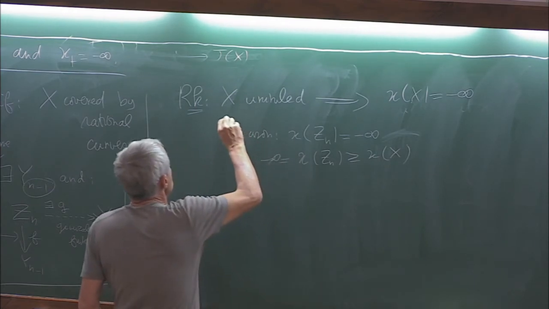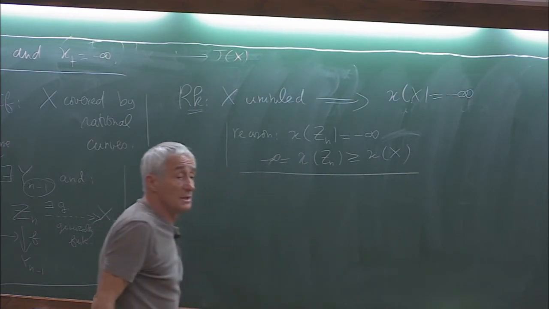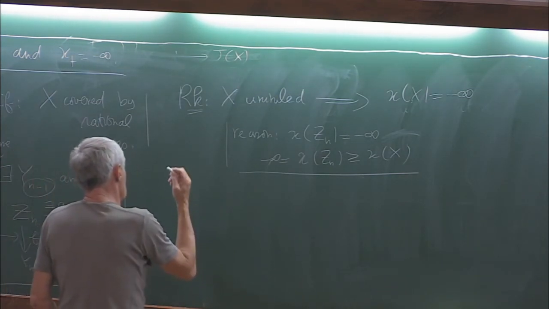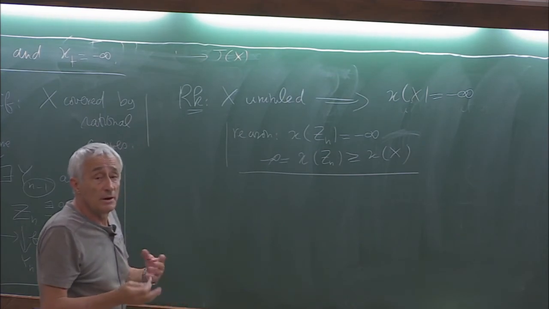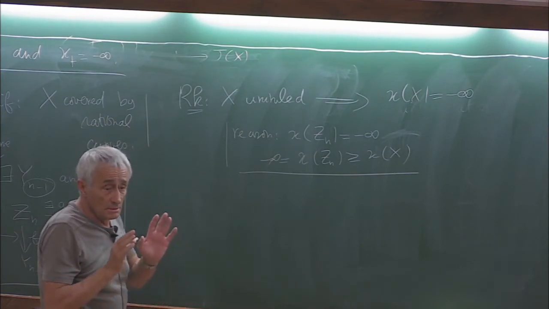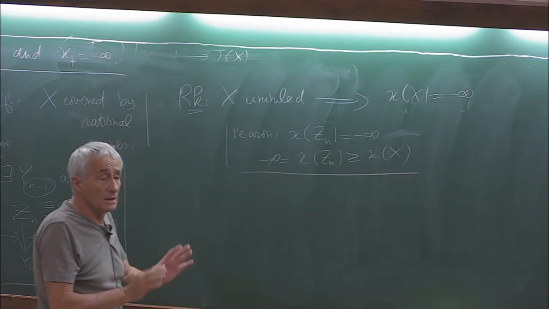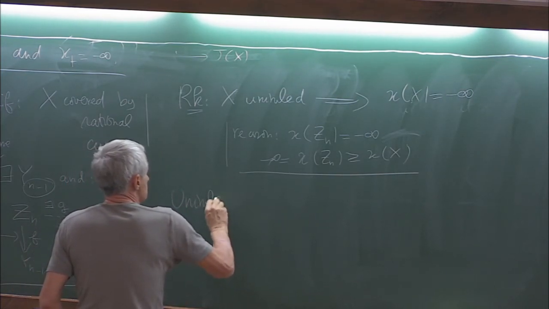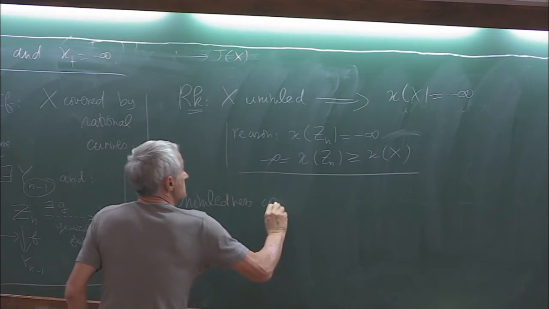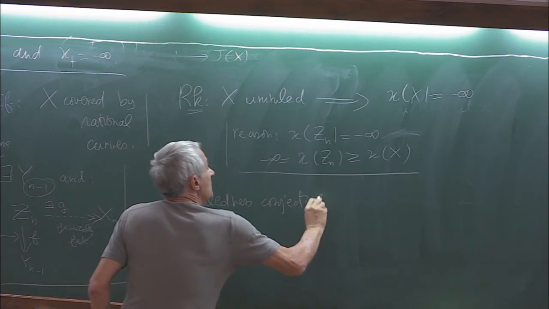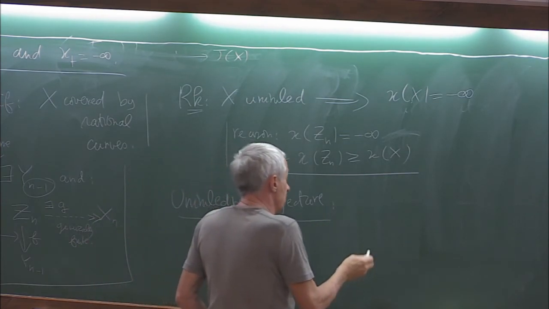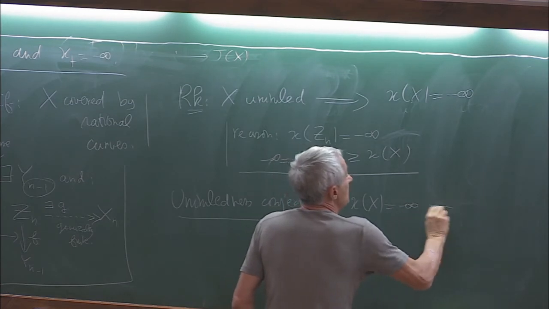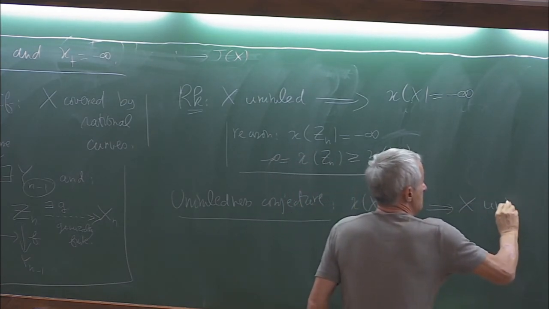Minus infinity. And so you have uniruled implies kappa of minus infinity. And now we have a central conjecture in birational geometry. I mean, there are more general versions, but the basic one is this one. So this is the uniruledness conjecture, which says that the converse is true: kappa of X is minus infinity implies X uniruled.